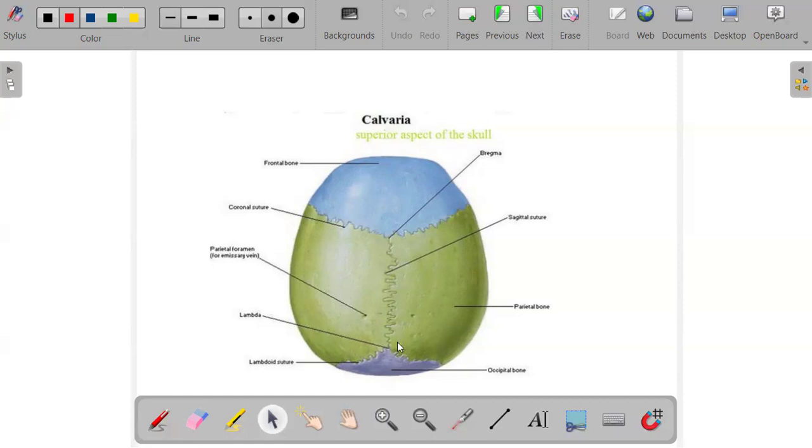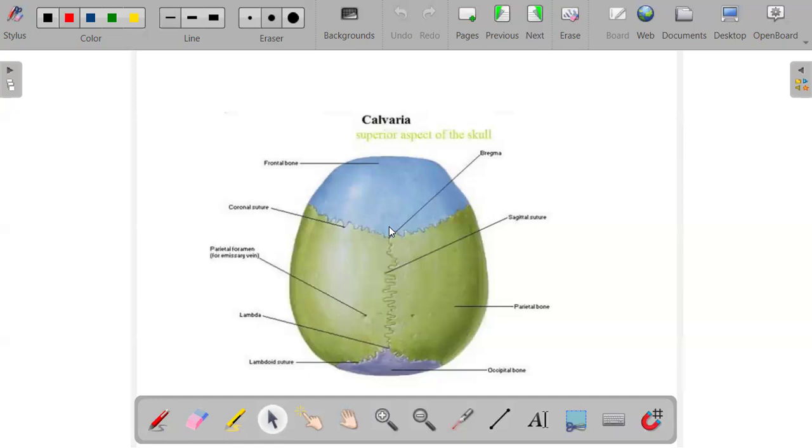Then the one that cuts it in the midline is what we call the sagittal suture. Then we have the lambdoid suture, which cuts these 2 bones from this one bone that is at the back, the occipital bone. So this is the lambdoid suture.